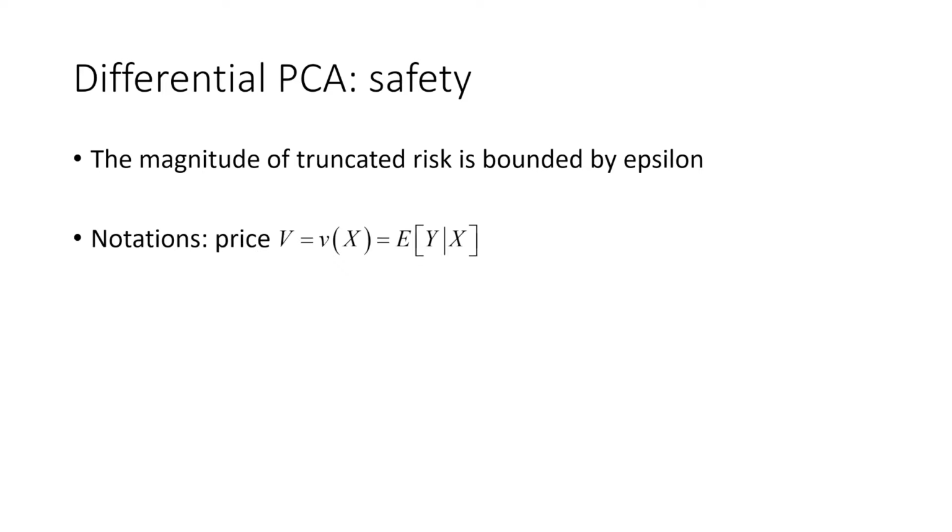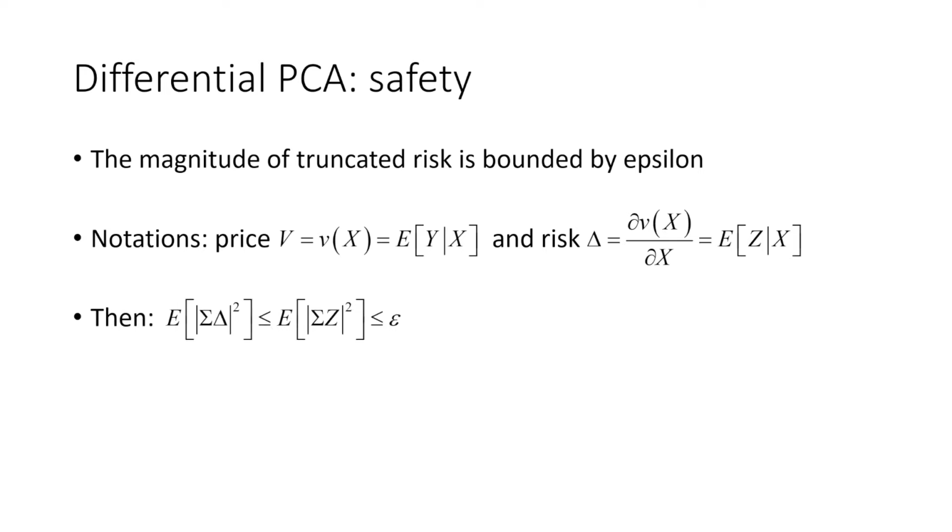Recall that we are working with samples y and pathwise differentials z, not prices v and risk sensitivities delta. The price v is a function of the Markov state x given by the conditional expectation of y given x. Provided appropriate smoothing, this also applies to risk sensitivities delta equal to dv/dx. They are the conditional expectations of pathwise differentials z given x. The guarantee is that the magnitude of truncated risks in L2 is less than the magnitude of truncated differentials, which by construction is bounded by epsilon.